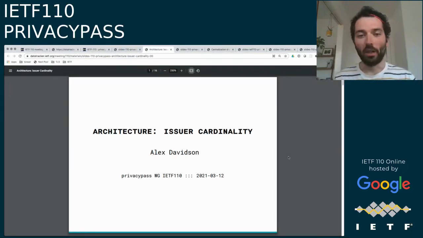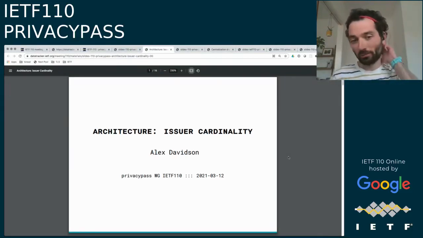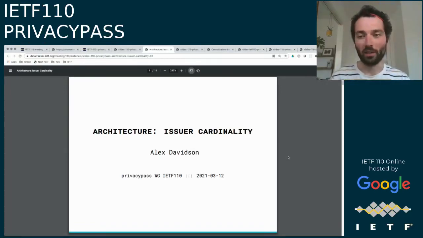I'm one of the authors of the Protocol and Architecture Draft. And today I'm going to be talking about a specific aspect of the architecture draft around issuer cardinality and how that relates to client unlinkability and Privacy Pass ecosystems. So next slide, please.